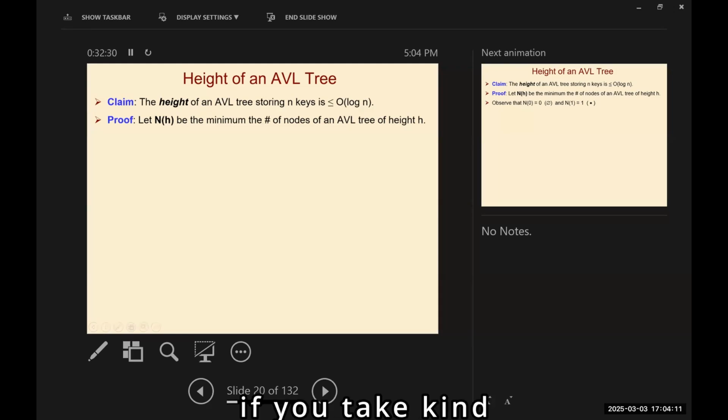Now, if you take kind of the dual of that, you flip it around. Now, I'm saying I'm looking at all trees of height h, and I want them to have as few nodes as possible, right? You can see it's kind of the flip of this. Here we want as deep as possible for a fixed number of nodes. Here we want a fixed height. We want as few nodes as possible, right? So the relationship between these is the same, right?